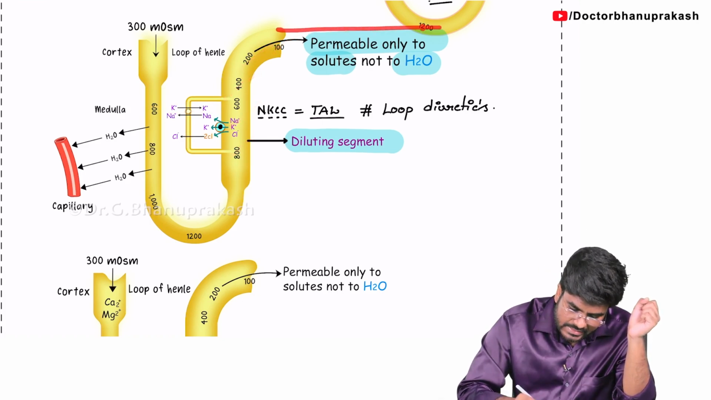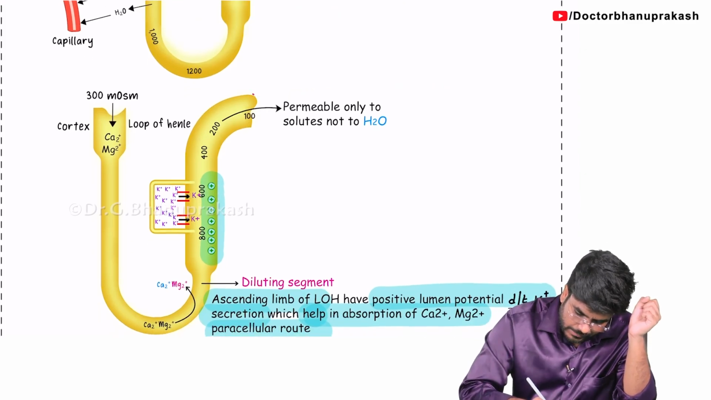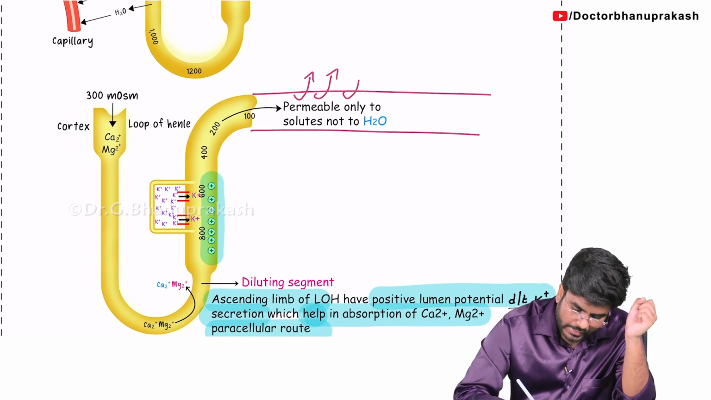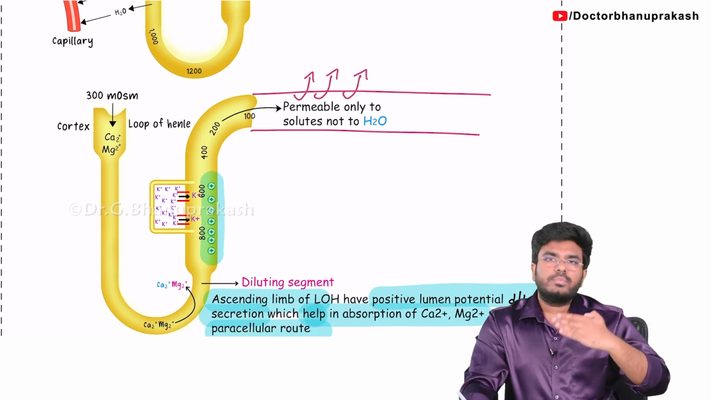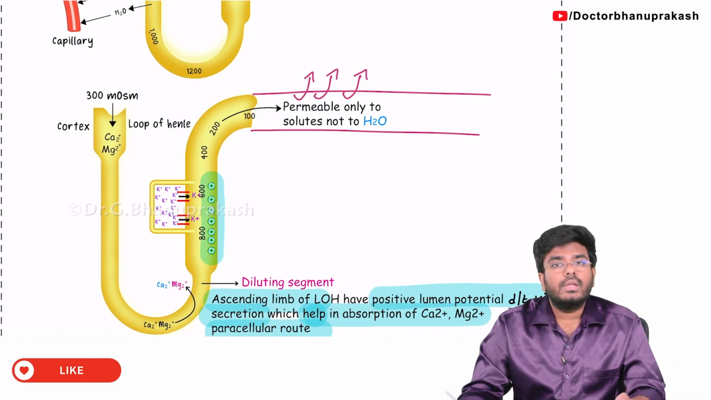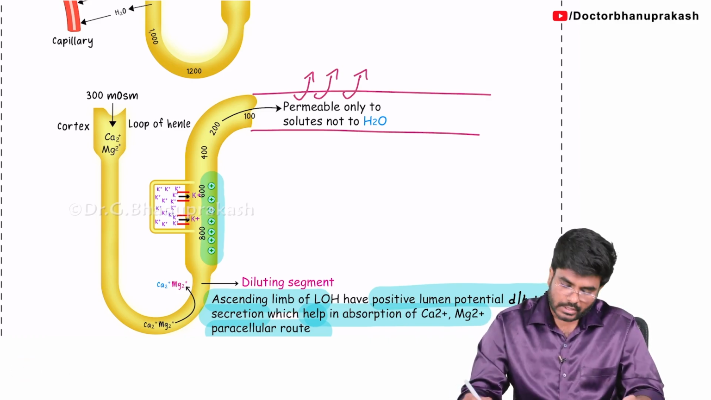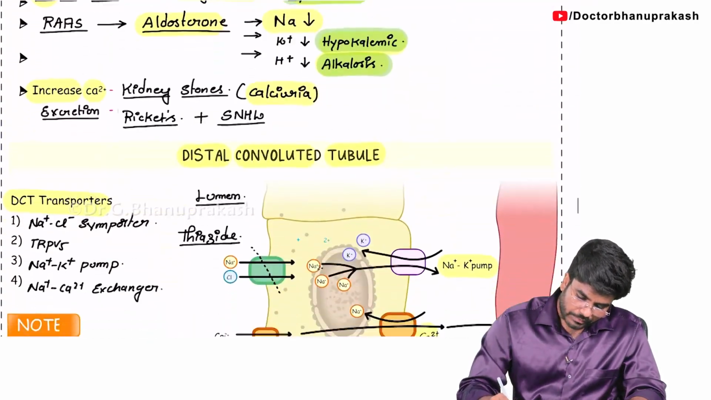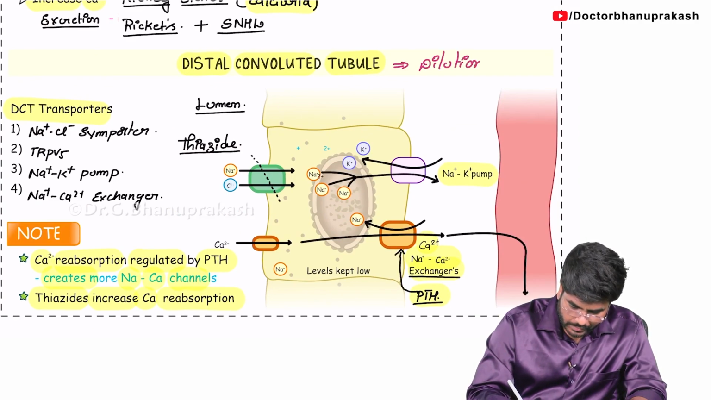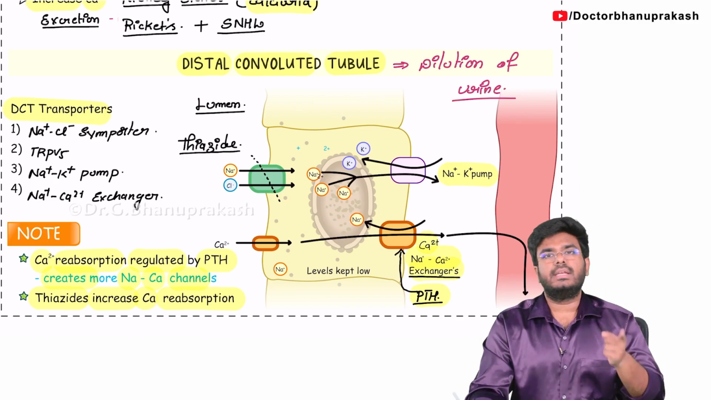Let me draw the extension here. In the distal convoluted tubule, again, what is getting reabsorbed? It is the sodium, chloride, calcium. So you are reabsorbing solutes. Again, as the solutes are reabsorbed, what will happen to the urine? The urine is getting further diluted from 100 to 90, 80, 70, something like that. So even the distal convoluted tubule causes dilution of urine.